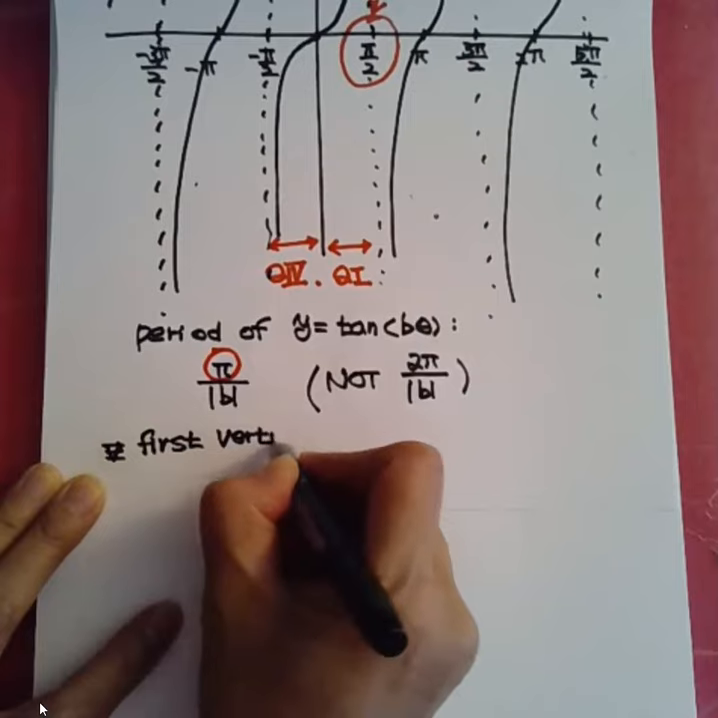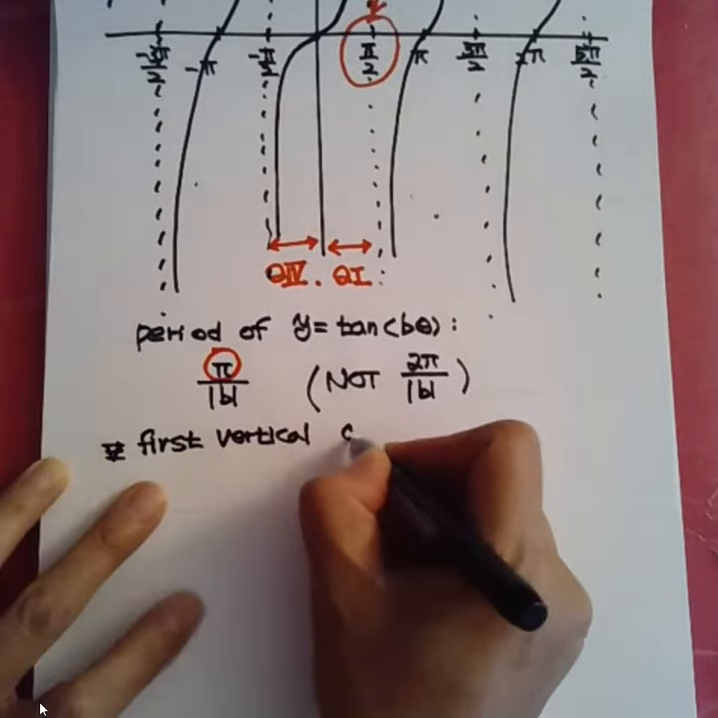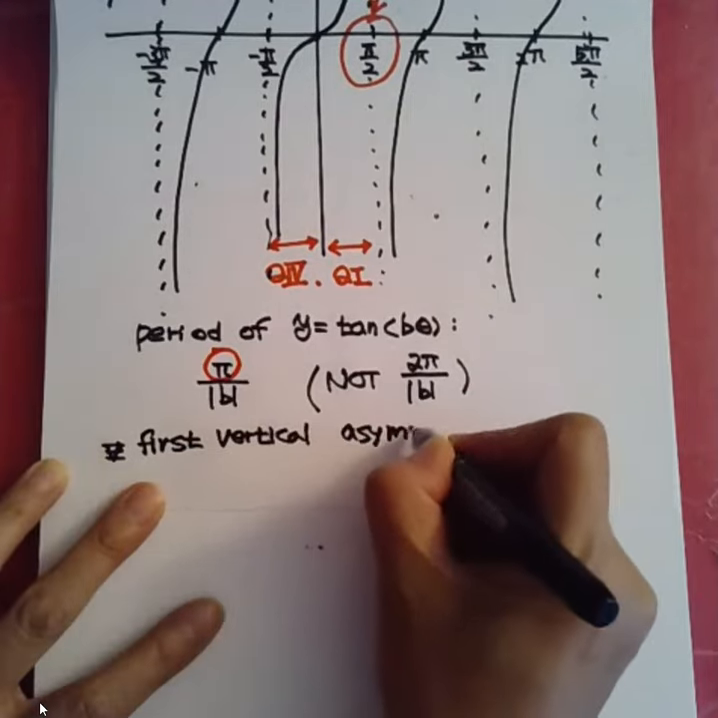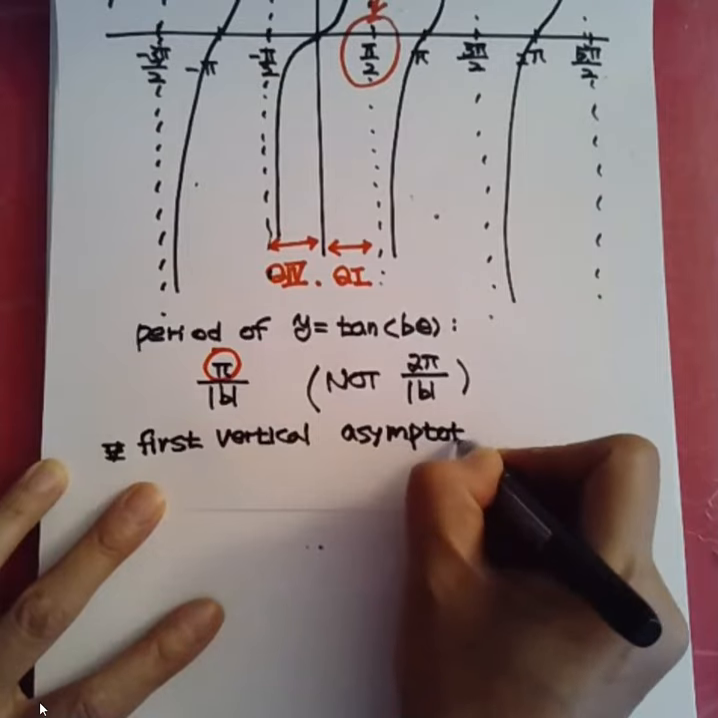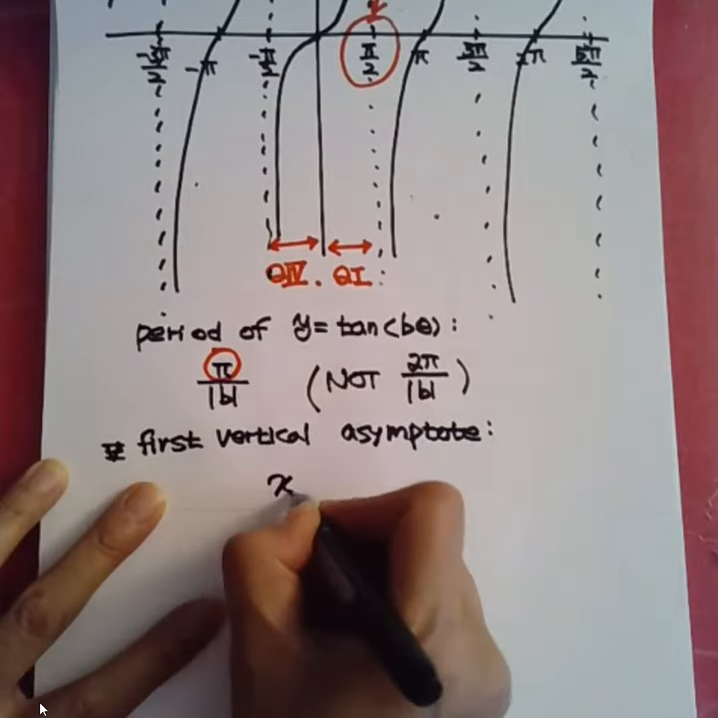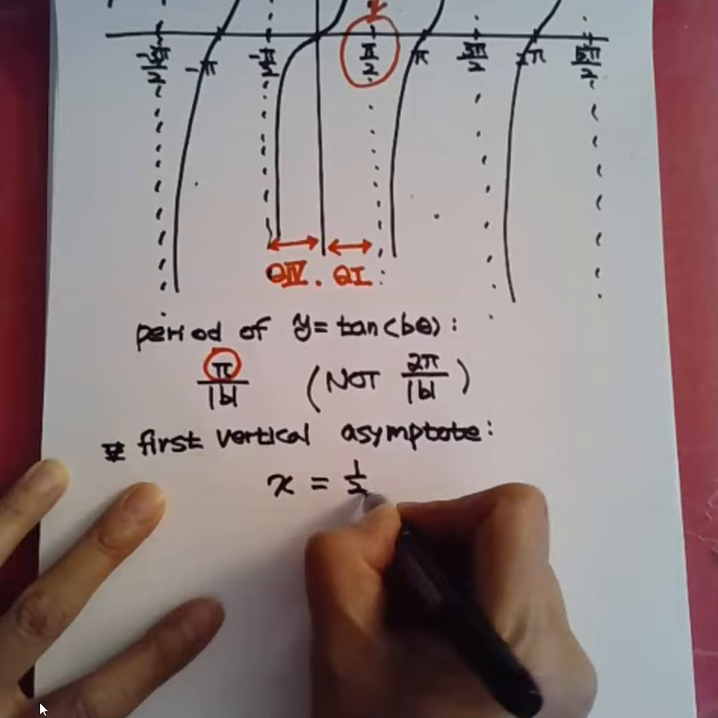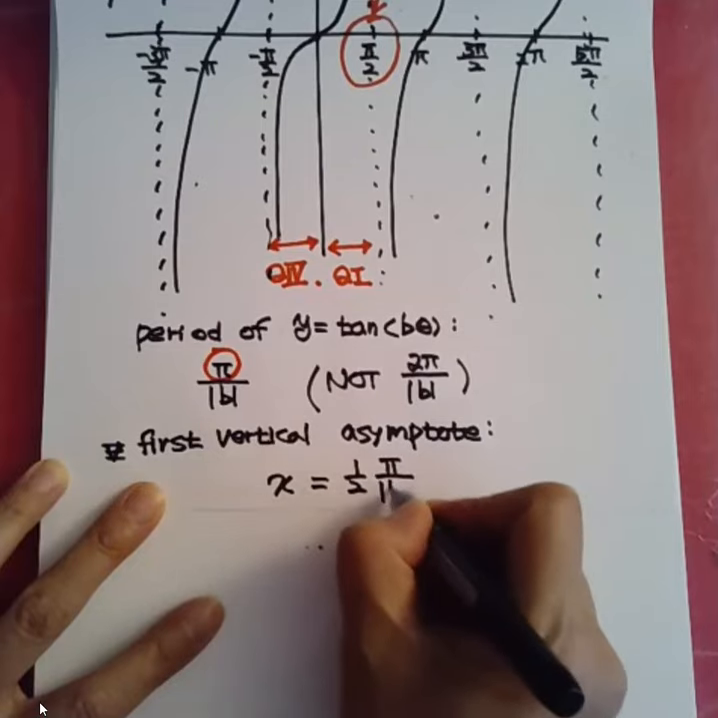vertical asymptote will happen at x equals 1 over 2 times pi over absolute value of b.